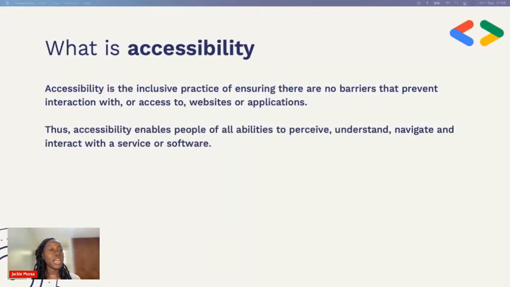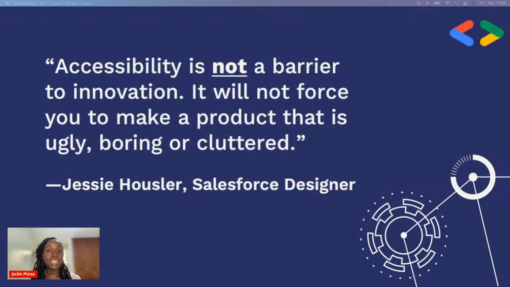So accessibility will allow people of different capabilities or abilities to perceive, understand, interact, and navigate with your software or hardware from end to end. So accessibility isn't a barrier to innovation. It will not force you to make a product that is ugly, boring, or cluttered.